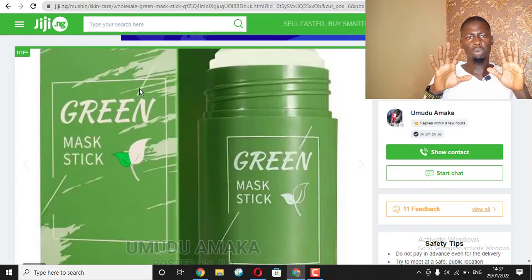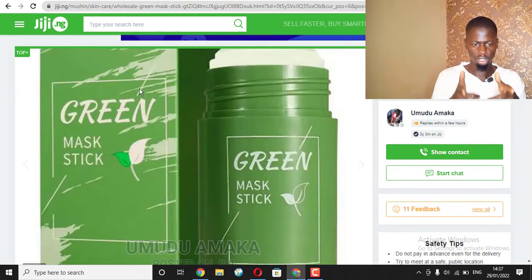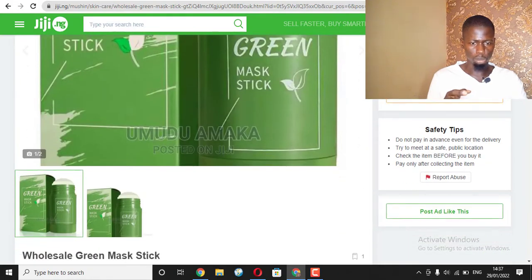So hold up, wait. I promised you one hot product, right? Something you can sell and make a ton of money for yourself. So this is what I have for you. This is the hot product. This is the Grain Max stick. It's a beauty product used by ladies.